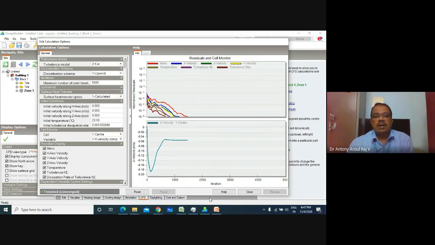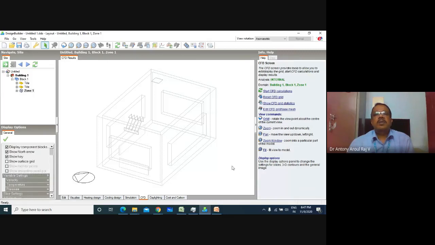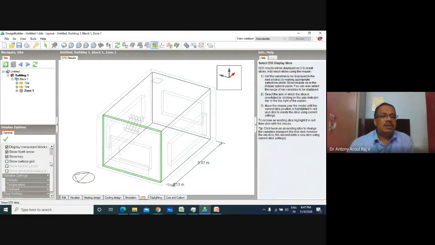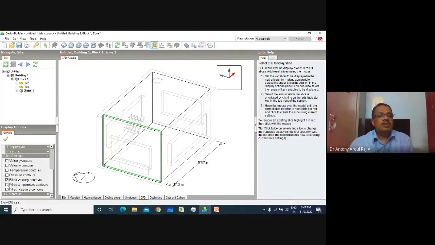Since the solution is converged, I'll close that. Now you know how to find the solution. Before that, we will select the display. I will go for slice setting. It is giving velocity vector. I don't want vector, so I will go for field temperature and field velocity. First we will go for field velocity. You select that, then only that corresponding thing will be there.